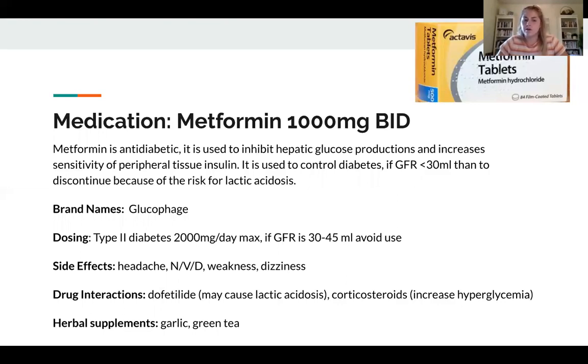The brand name is Glucophage, and the dosing is up to 2,000 milligrams a day, and if the GFR is between 30 to 45, you should try to avoid the use. Side effects are headache, nausea, vomiting, dizziness, weakness, diarrhea. Some drug interactions are anything that causes lactic acidosis or increases hyperglycemia or increases the risk of going to hypoglycemia. And some herbal supplements you should not take with it are garlic and green tea.